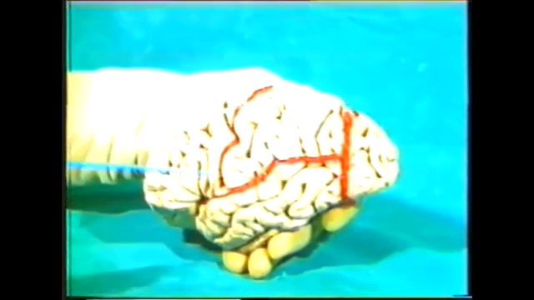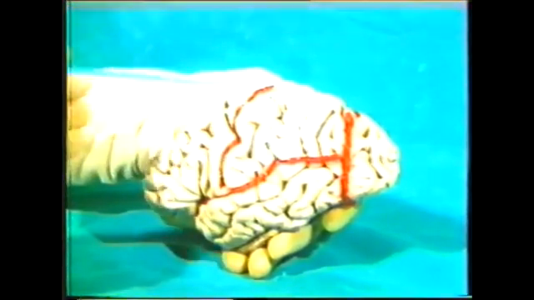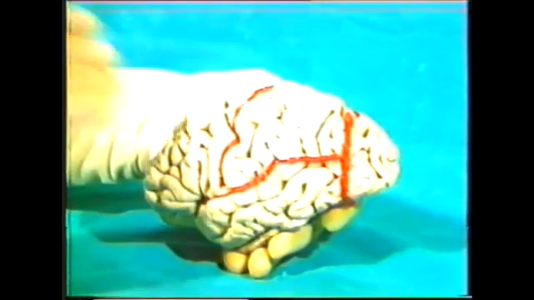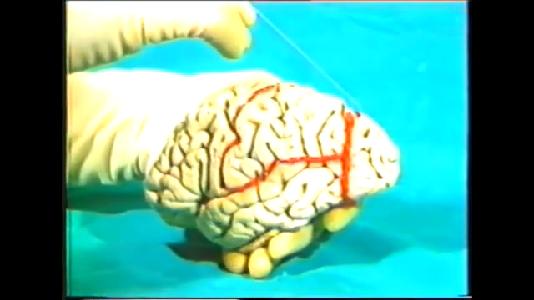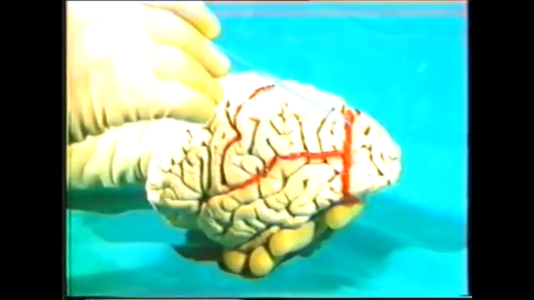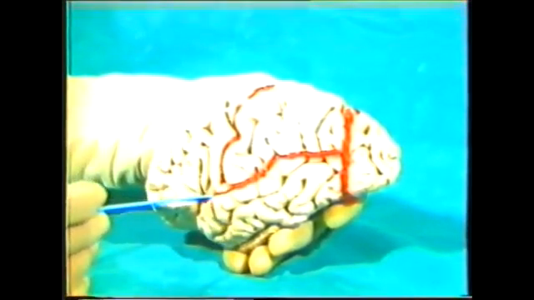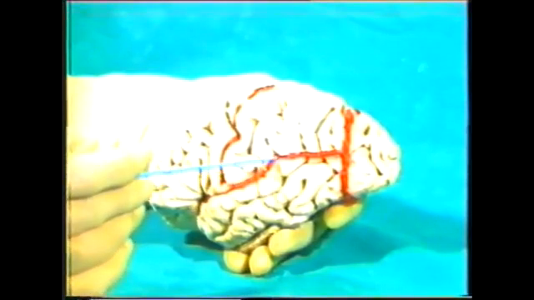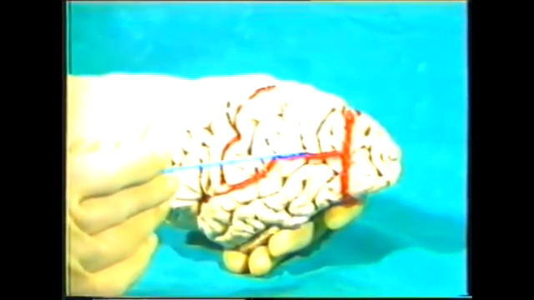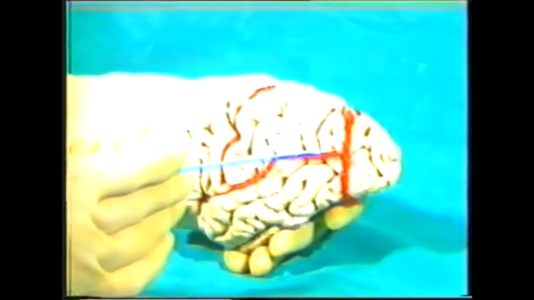This is the central sulcus, and this is the frontal lobe. This is the parieto-occipital sulcus, and the line extended from it to the pre-occipital notch. And this is the posterior ramus of the lateral sulcus, and its backward extension.